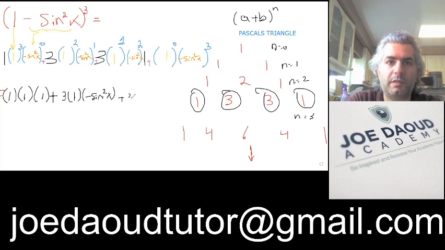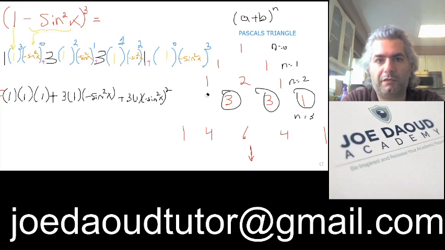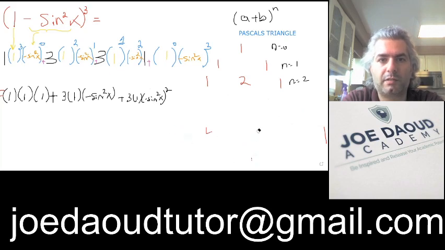Then the next set of terms: 3 times 1 to the power of 1 is 1, and then negative sine squared x to the power of 2. And then finally, in our last set of terms, the coefficient was 1, and 1 to the power of 0 is just 1. I'll erase this here from the Pascal's triangle, and fix the plus sign. So 1 to the power of 0 is 1, and then you end up having negative sine squared x to the power of 3.